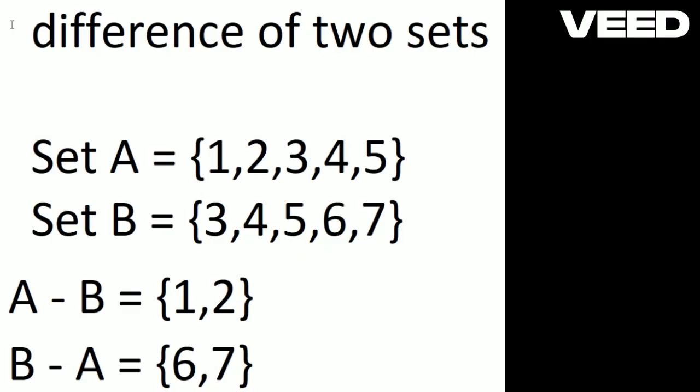Similarly, if we find B minus A, which is the elements in B but not in A, we get B minus A equals 6 and 7. This concept is useful in many areas of math and real life, like comparing survey results or filtering unique data. And that's the difference of two sets.